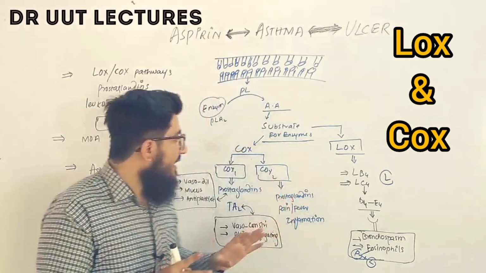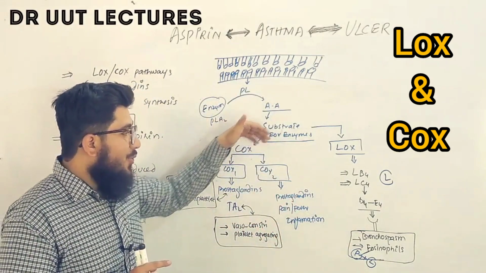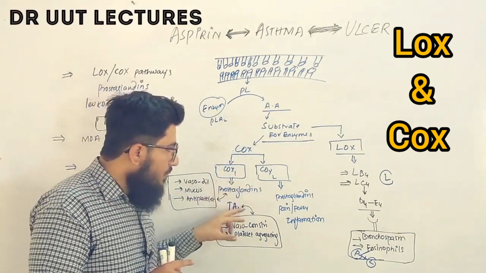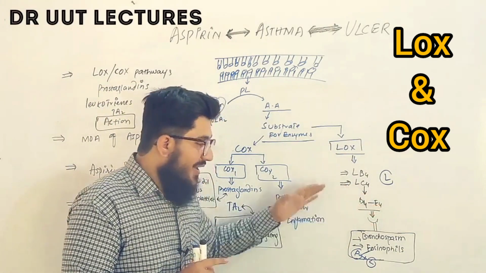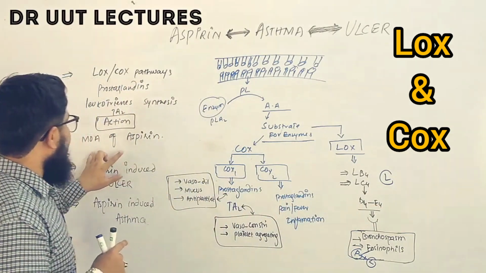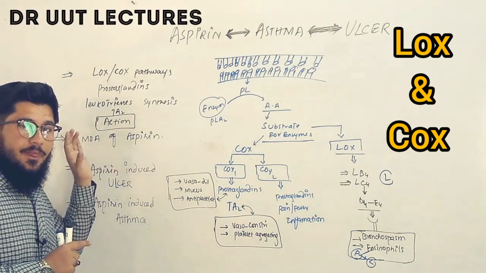Okay. Now we just cleared the COX pathway, LOX pathway, the production of the prostaglandins, thromboxanes, and leukotrienes, and their actions. Now it is time to move toward the next point: the mechanism of action of aspirin.